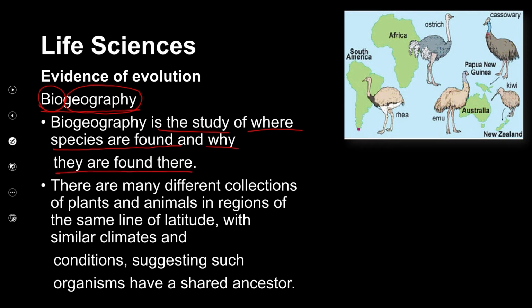All right, so if we have a look, there are many plants and animals in the world, in regions that are similar. Okay, so of the same line of latitude, similar climates and conditions, and that then suggests that possibly these organisms share a common ancestor.